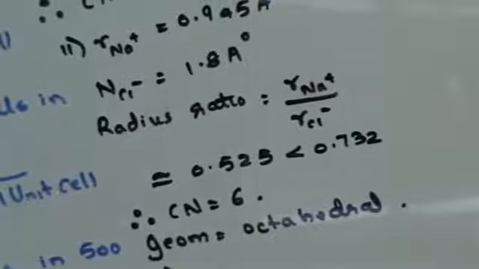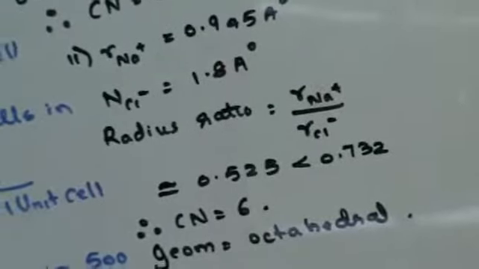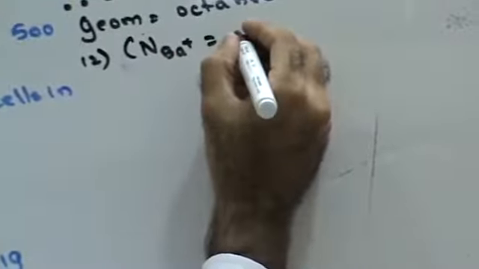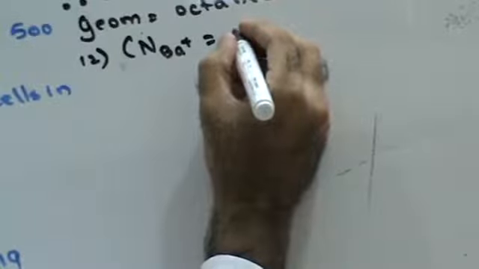Next, let's see another sum. What would be the coordination number of fluoride ions if the coordination number of barium ions in barium fluoride is 8?